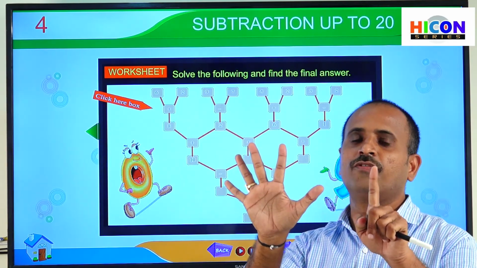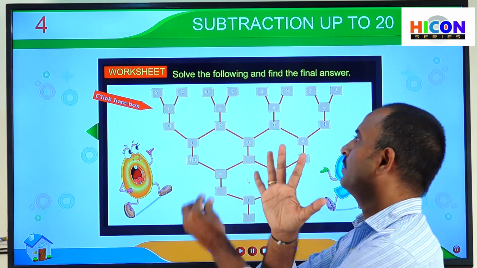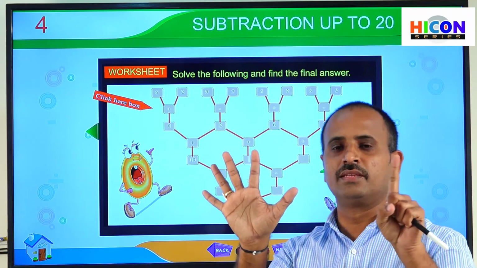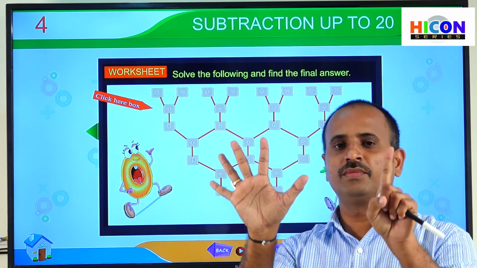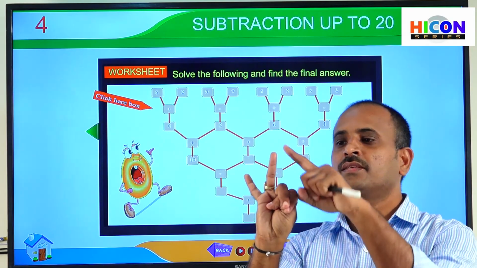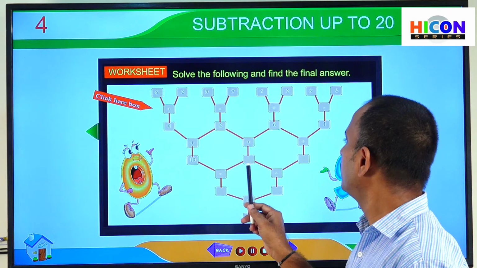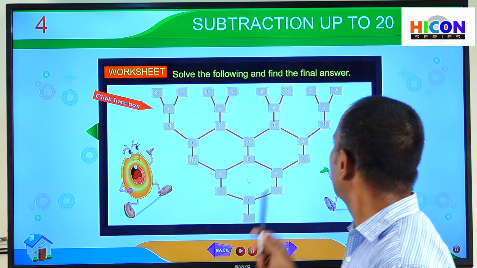Now start counting from the first number. So what is the first number there? 2 is the first number. So after 2 we will get 3. So start counting from 3. So 3, 4, 5, 6, 7, 8. The answer is 8. So write 8 in this box. Now go to the next one.